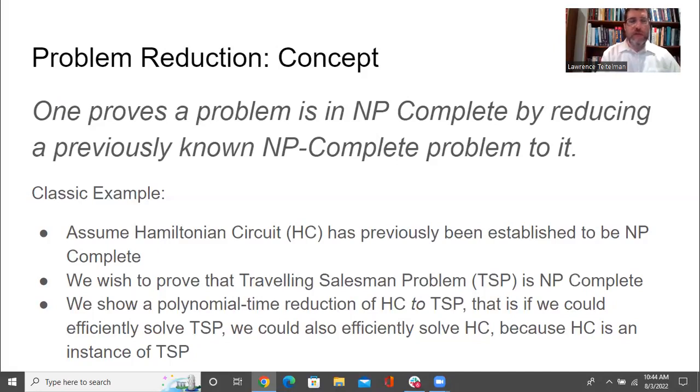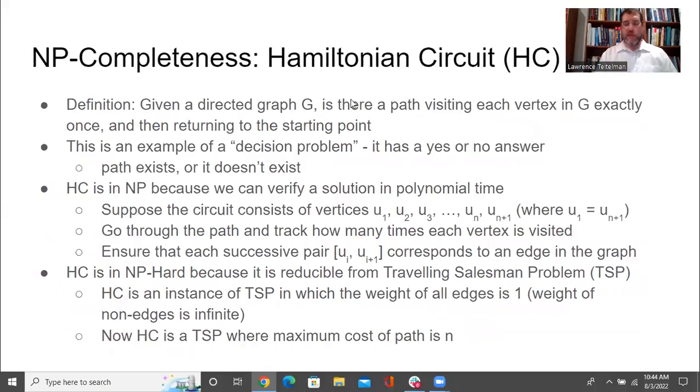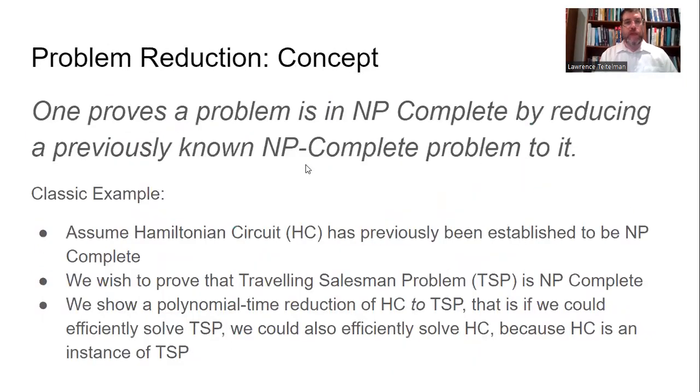And Hamiltonian circuit has no known polynomial time solution. It's considered NP complete. So let's assume that we already know that Hamiltonian circuit is NP complete.